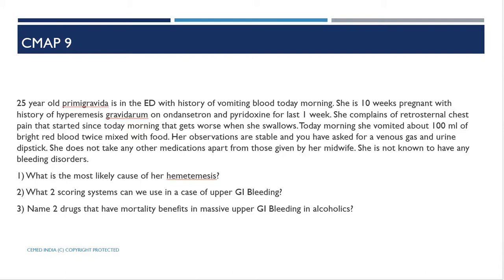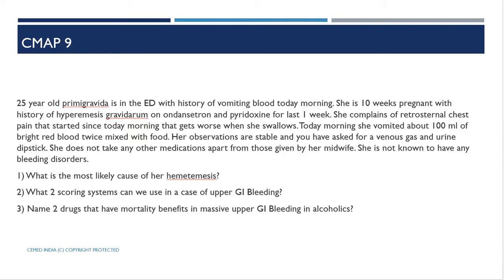So this is a case of a lady who's been vomiting a lot, and because of that she had some blood. So what is the most likely cause of her hematemesis? That's Mallory-Weiss tear. What 2 scoring systems? It's Glasgow-Blatchford scoring or Rockall scoring.